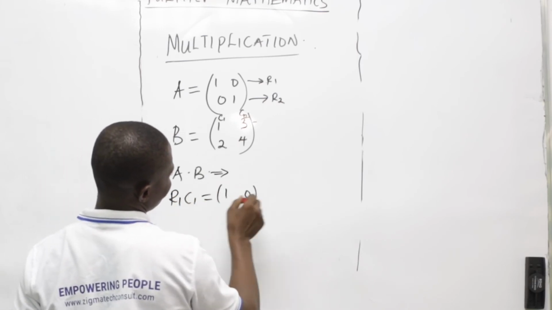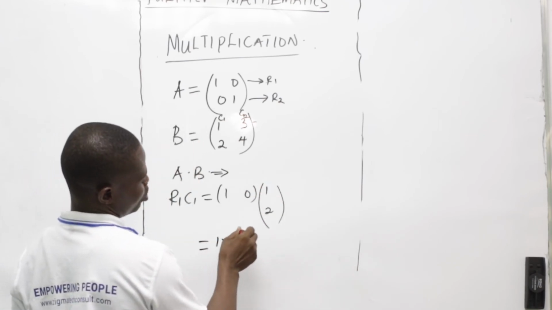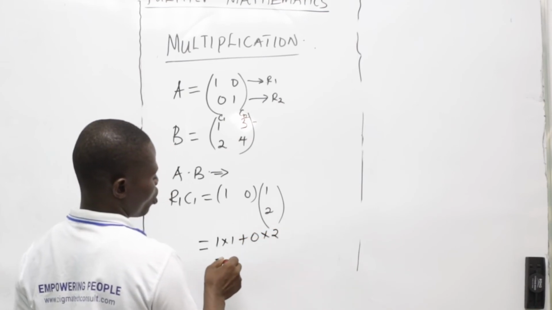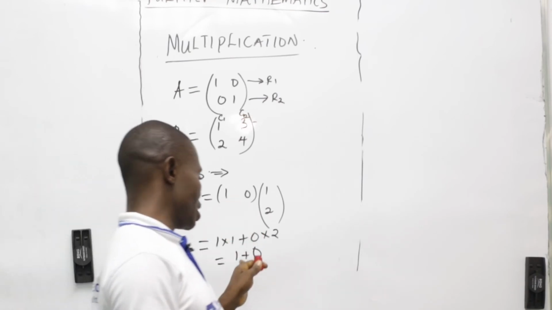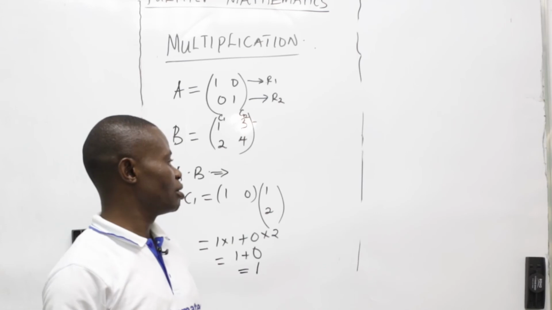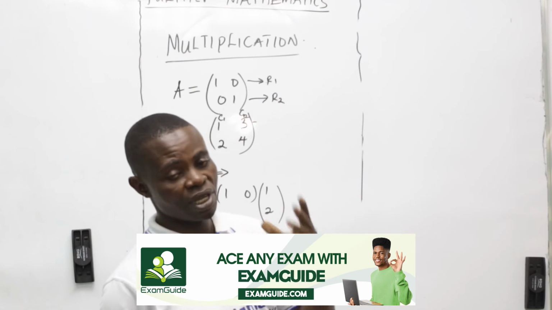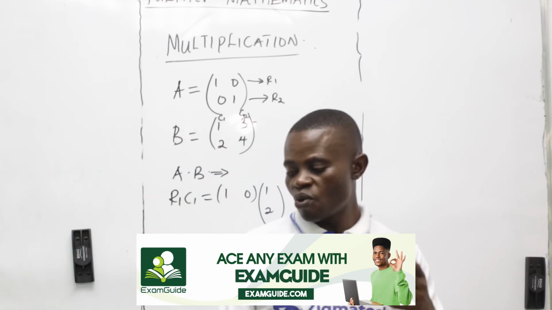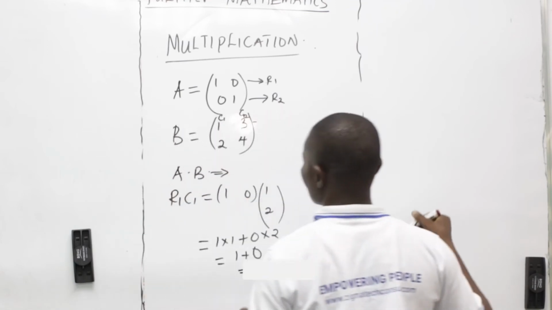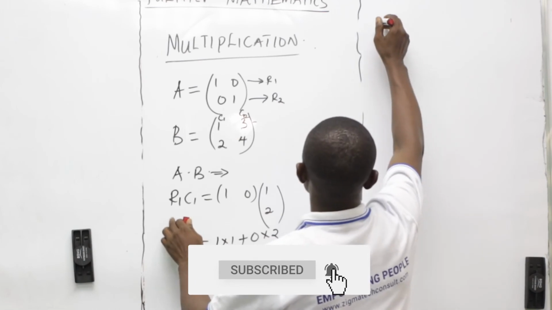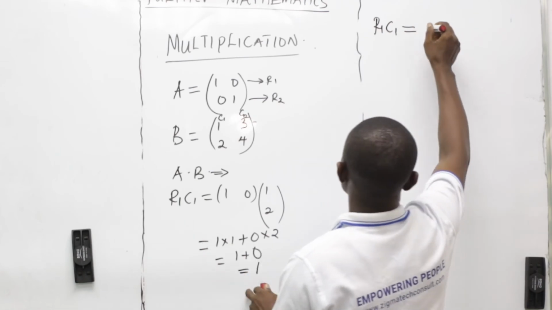1, 0 against 1, 2. To give us what? 1 times 1 plus 0 times 2 equals 1 plus 0 equals 1. You can see there is a value in this because we are using numbers. But when we were introducing the multiplication, we had alphabets A11, A12. So that row 1, column 1 equals 1.